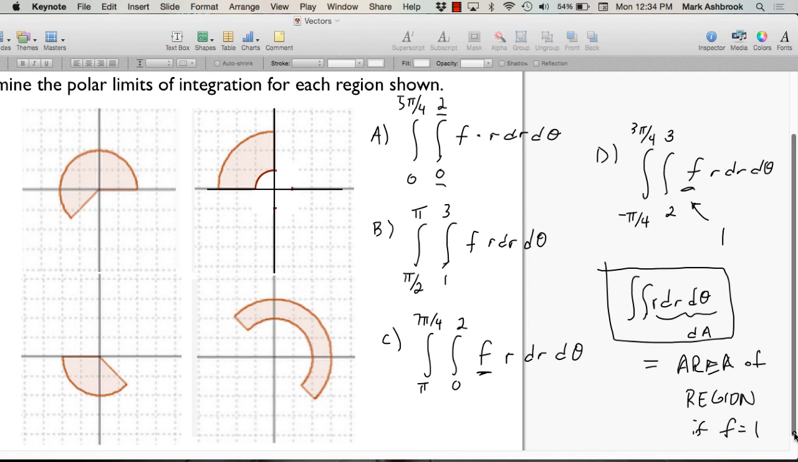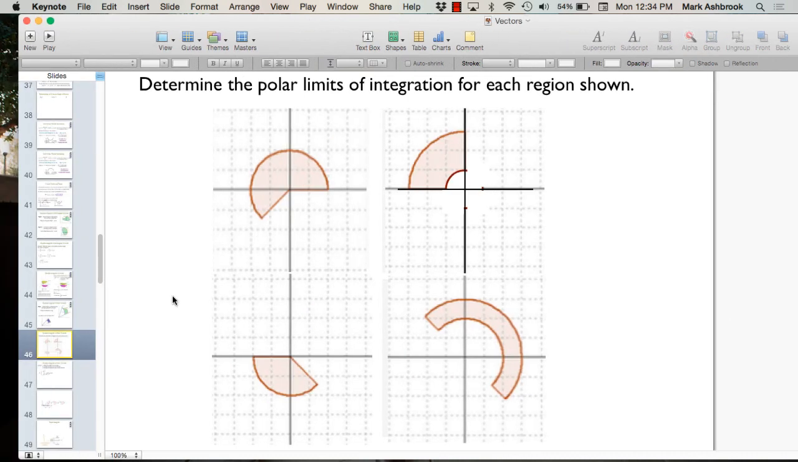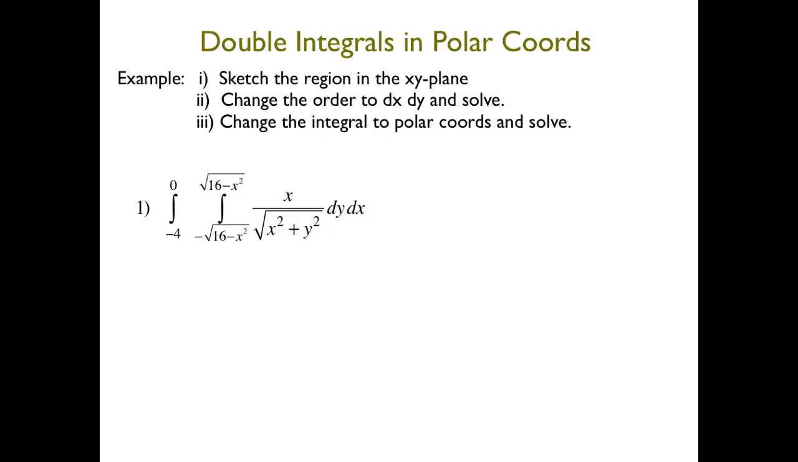Okay, questions on these? All right, so now let's look at an actual integral. We want to sketch the region. Now I'm giving you the integral. And then 2 tasks. What is this, type 1 or type 2? This is bottom to top, left to right, which is our type 1. So change the order to type 2, or dx dy, change the integral to polar coordinates and solve.